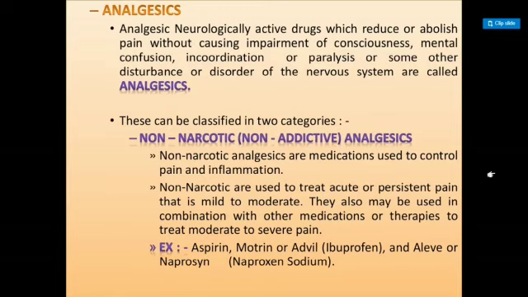Non-narcotic analgesics are medications used to control pain and inflammation. They are used to treat acute or persistent pain that is mild to moderate. They also may be used in combination with other medications or therapies to treat moderate to severe pain. Examples are Aspirin, Advil or ibuprofen, and Aleve or naproxen. Naproxen sodium is the full name of this compound. These are non-narcotic analgesics which are especially used to relieve pain.